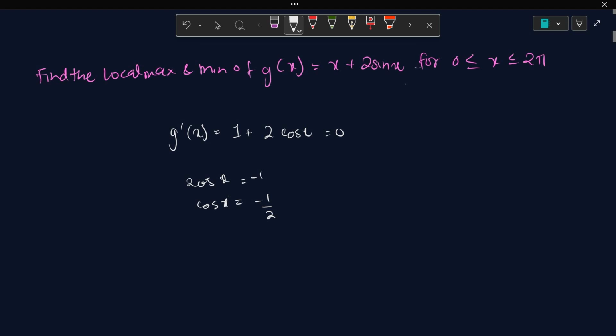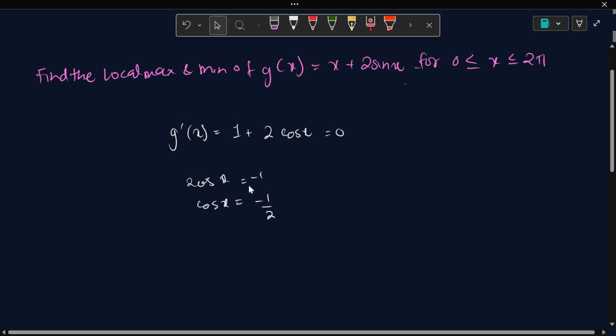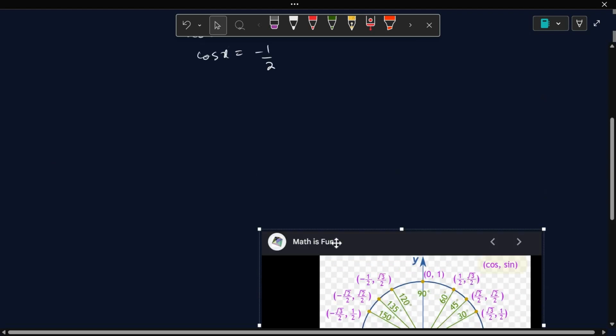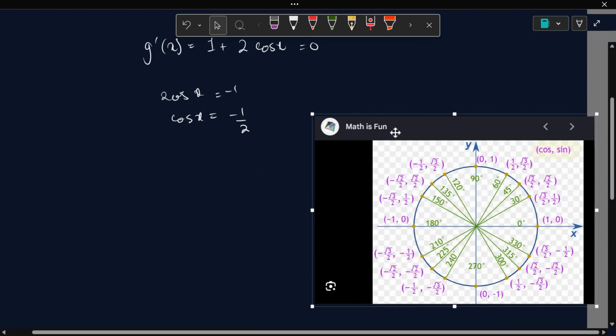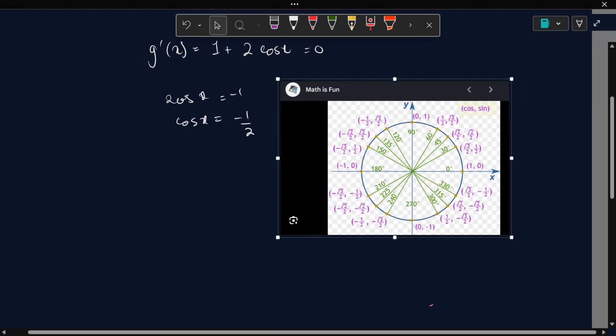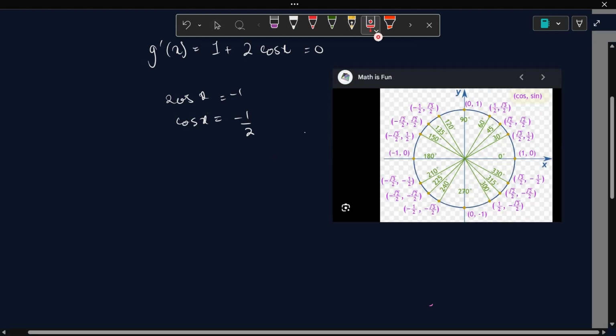To solve for this, you have to look at the unit circle. I have this picture of it, so I'm going to pull it up. I just took it from the internet. The website that I took it from, as you can see, says Math Is Fun. This is not my own picture.